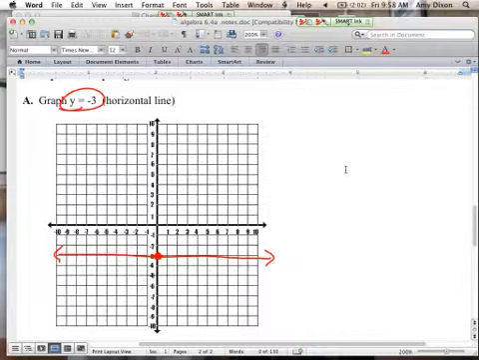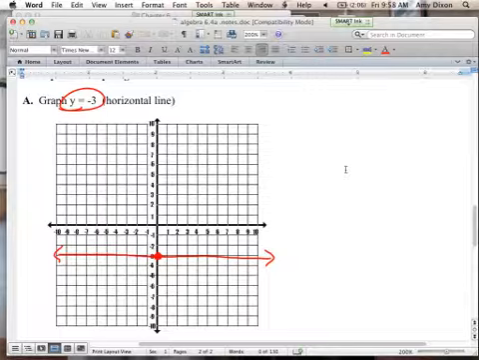Basically, you go opposite of the axis. You go opposite because this was on the vertical axis, that means you draw a horizontal line. If it had been on the horizontal axis, we draw a vertical line. So you just kind of have to think opposite there too.